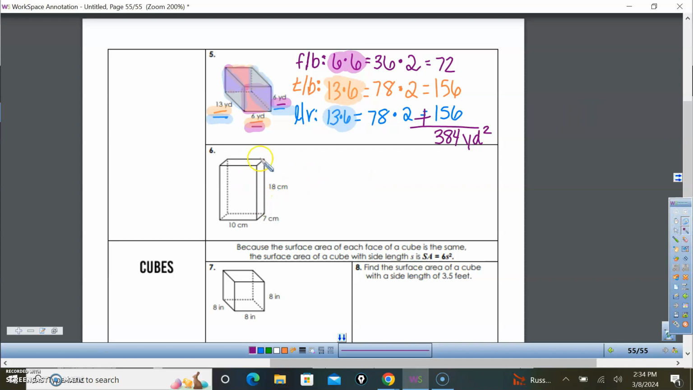All right, we're going to go ahead and jump down to number 6 now. And again, I'm going to get my work set up. I'm going to do my front and my back. I'm going to do my top and my bottom. And I am going to do my left side and my right side. So I'm just getting each of those written out so I don't accidentally forget any of them.